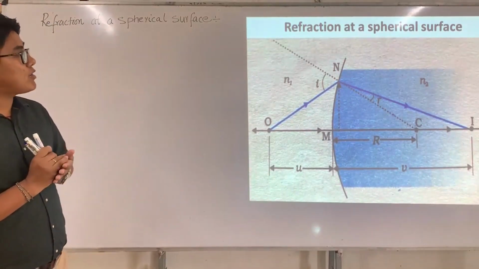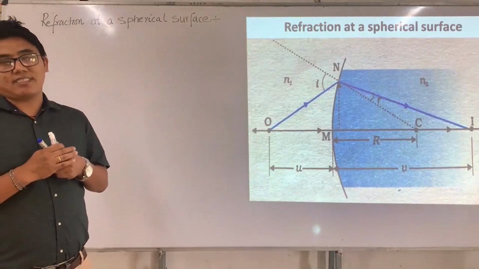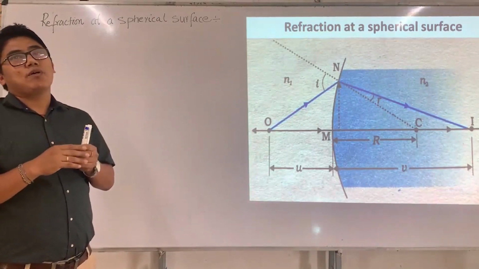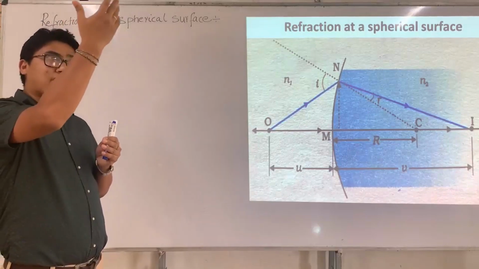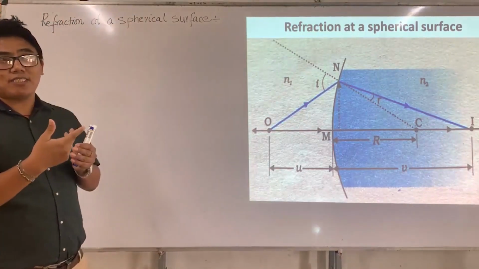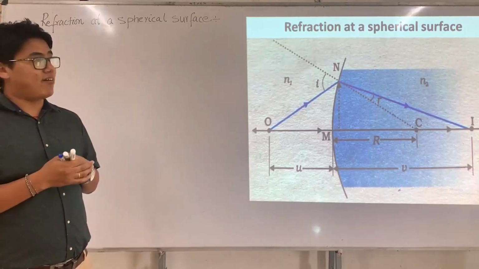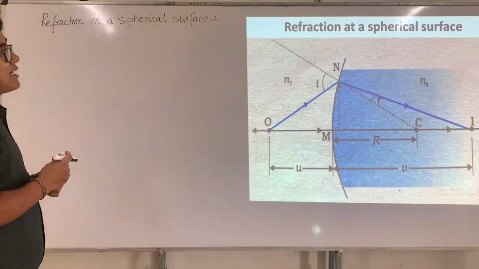So now we are going to start with refraction at a spherical surface. When light passes from one transparent medium to another transparent medium through a surface which is not a plane surface, but spherical in nature, that is refraction at a spherical surface.